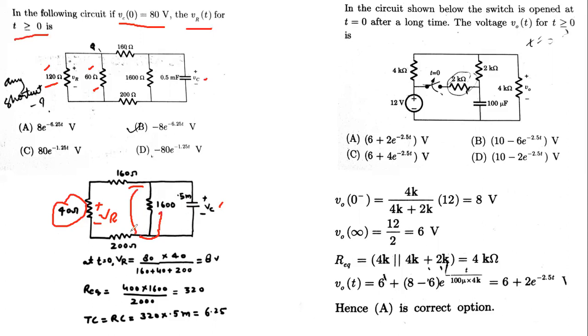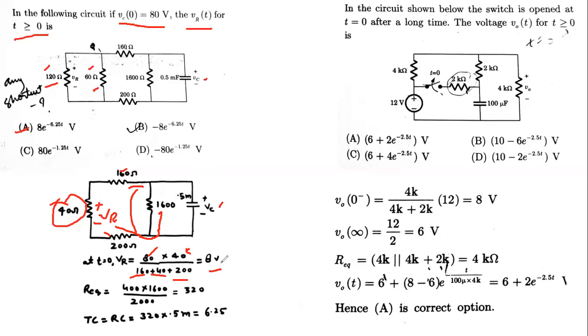Okay, so the current in this path is the voltage 80 divided by the total resistance 160 plus 40 plus 200. This is the total current, and multiplied with 40 it will give the voltage. So the VR voltage becomes equal to 80 into 40 upon 160 plus 40 plus 200. So this voltage is 8 volt. Okay, so answer A is correct because the value of voltage is 8 volt.